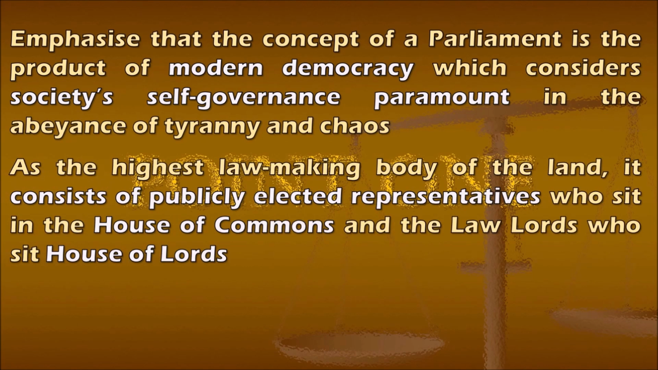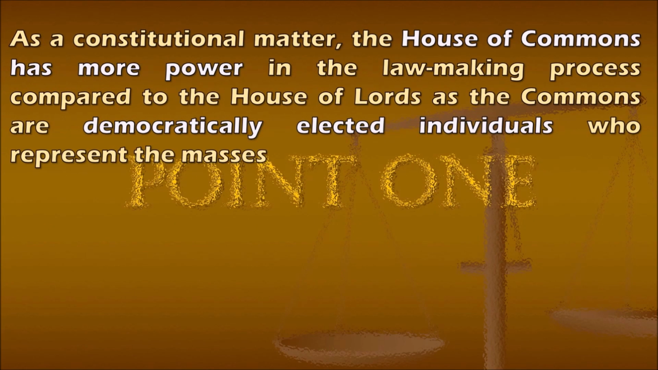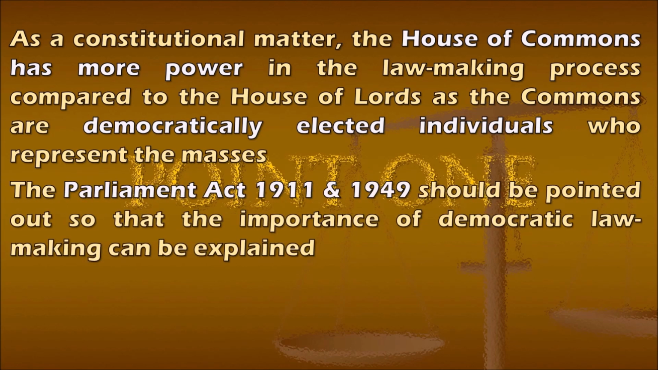As the highest law-making body of the land, it consists of publicly elected representatives who sit in the House of Commons and the law lords who sit in the House of Lords. It should be mentioned that as a constitutional matter, the House of Commons has more power in the lawmaking process compared to the House of Lords, as the Commons are democratically elected individuals who represent the masses. The Parliament Act 1911 and 1949 should be pointed out so that the importance of democratic lawmaking can be explained.